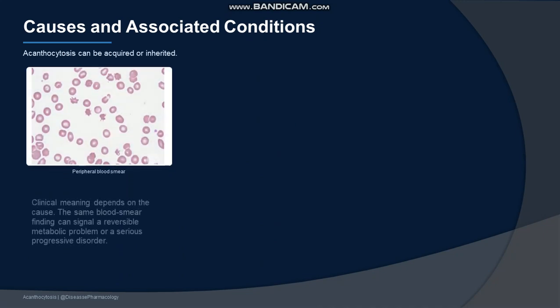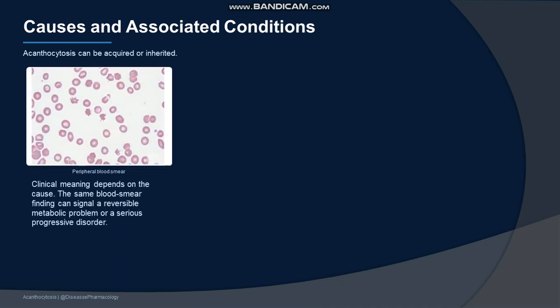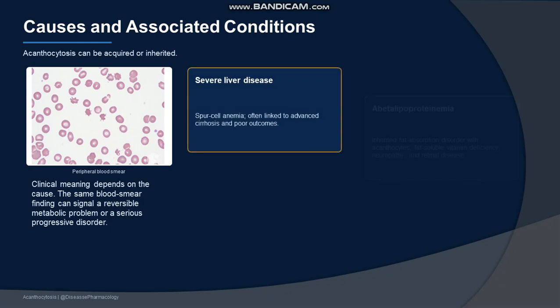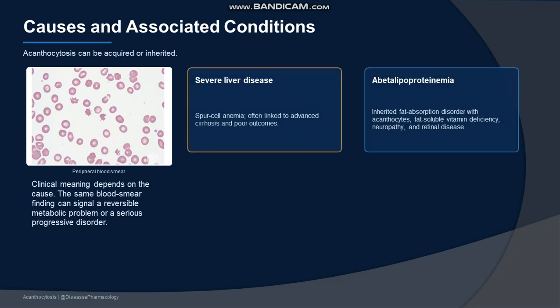Causes, that is very important. The same blood smear finding can signal an irreversible metabolic problem or a serious progressive disorder. Severe liver disease: spur cell anemia, often linked to advanced cirrhosis or poor outcome.